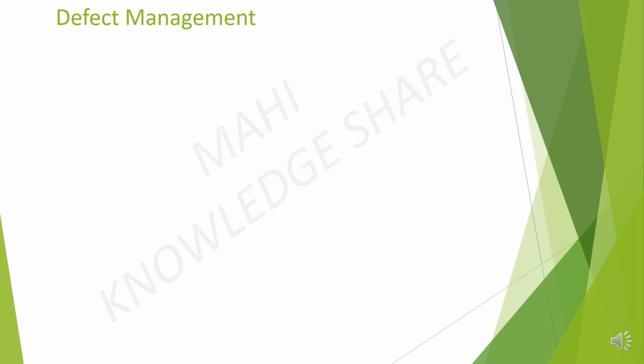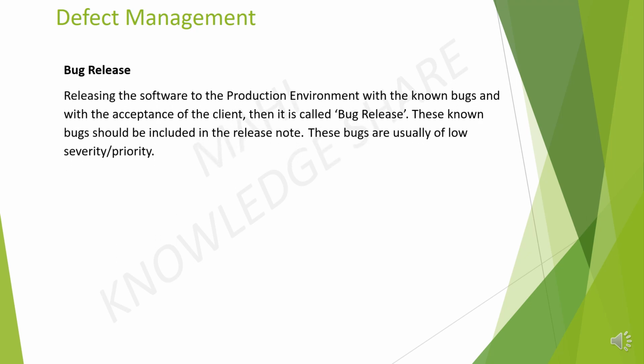Define bug release. Releasing the software to the production environment with the known bugs and with the acceptance of the client is called bug release. These known bugs should be included in the release note. These bugs are usually of low severity or low priority.